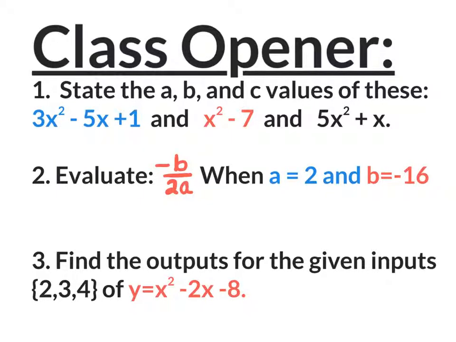So this is the opening for chapter 9 where we graph parabolas and stuff. And right here on this class opener, we just have some basic questions of your prior knowledge that you should already know how to answer, right? So if we take a look at question 1, it says state the A, B, and C values of these. So you have a quadratic trinomial, a quadratic binomial, and you need to know what the A value is, what the B value is, and what the C value is.